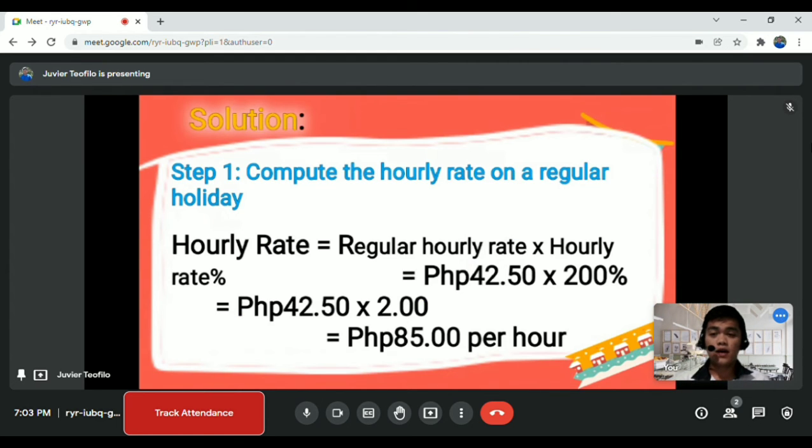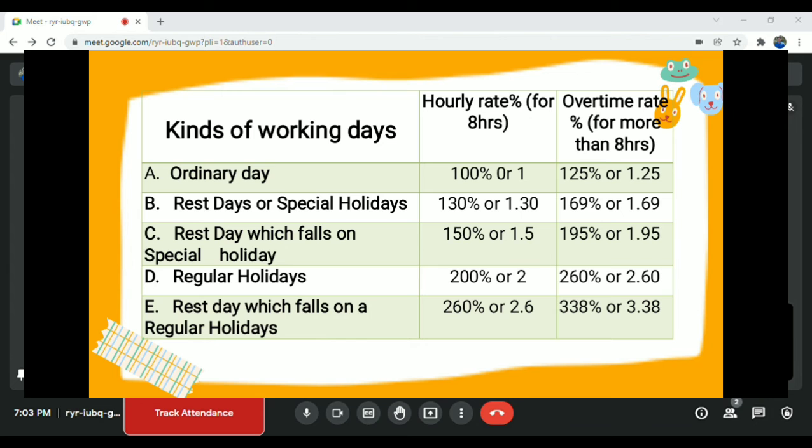So again, compute the hourly rate on a regular holiday. So our hourly rate is equal to regular hourly rate times hourly rate. Okay? So 42.50 times 200%. Okay, sir, where did you find that 200%? So according to our table, we're going to use the hourly rate for 8 hours. So this is 200% in regular holidays.